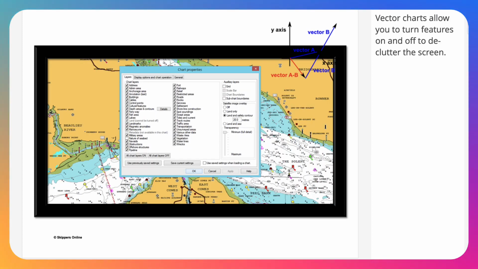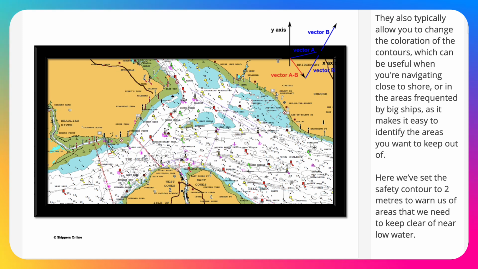Vector charts allow you to turn features on and off to declutter the screen. They also typically allow you to change the coloration of the contours, which can be useful when you're navigating close to shore or in the areas frequented by big ships, as it makes it easy to identify the areas you want to keep out of.